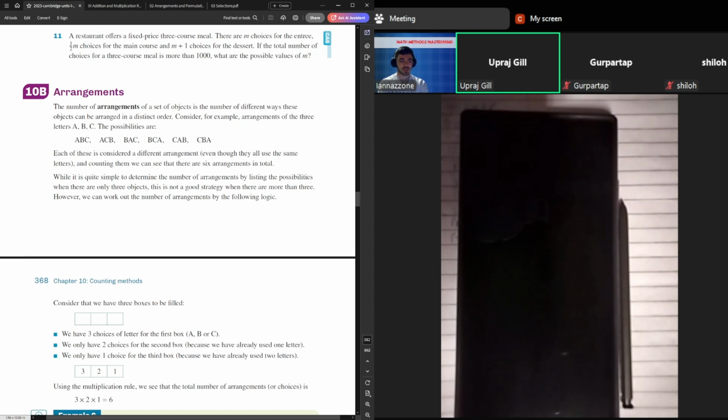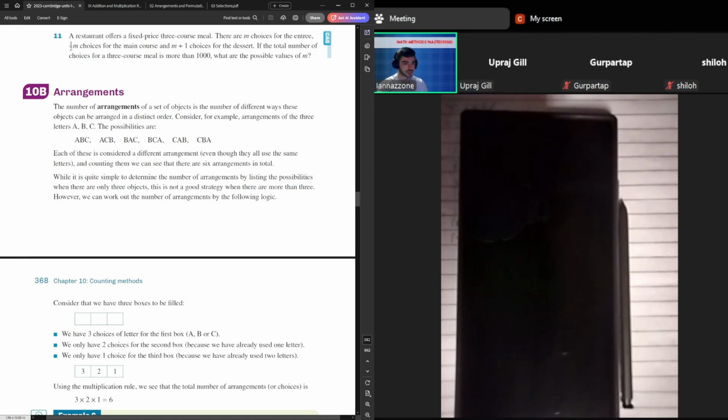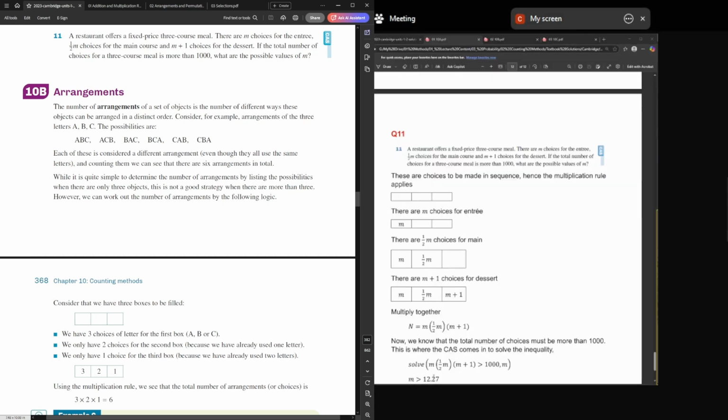Alright. If you plug in M equals 12 into the CAS, into your polynomial, because that's when it expands, it becomes a polynomial. Let me know what number you get. For everyone else, I'll change the screen share over. This is what we're at so far. For everyone else, it's just do a solve, and that's what you'll get. We're saying M has to be greater than 12.27. We want to make sure that the number of choices is always greater than 1,000.